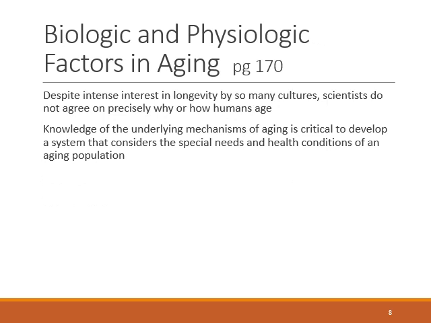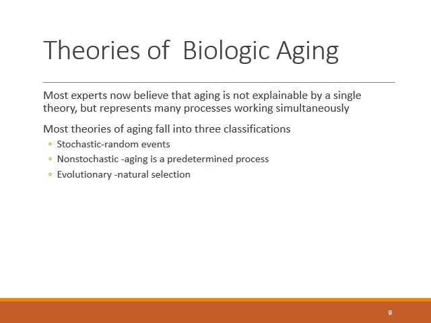So despite intense interest in longevity by so many cultures, scientists don't always agree on precisely why or how humans age. So the knowledge of the underlying mechanism of aging is critical to develop a system that considers the special needs and health conditions of an aging population. So we're going to learn the underlying mechanisms of aging. What is normal? What is not normal?